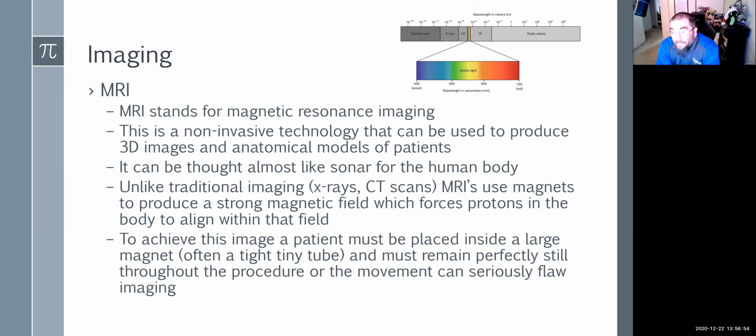The downside to that is the patient must be placed in a large magnet, often a tight, tiny tube, and must remain perfectly still through the procedure. Any movement can flaw the image. So even if you just wiggle your nose, that can actually flaw the image elsewhere in the body. So you have to remain perfectly still. And again, most of the MRIs have these really, really tight, tiny tubes, and the MRI is loud. It is a loud boom, boom, boom, boom, boom, as it produces that magnetic field around you.